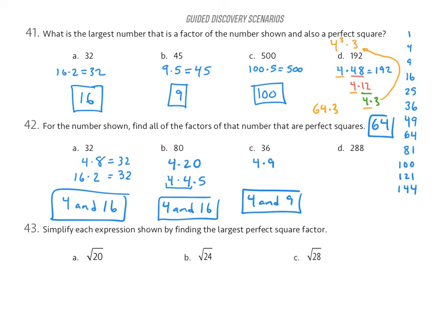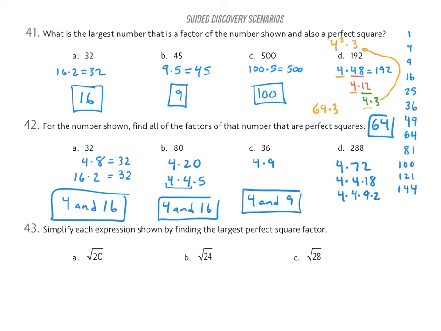Part D, 288. Let's first see if 4 divides into 288. It does. 4 times 72 is 288. Now let's look at the 72. Does 72 have any perfect square factors? How about 4? 72 divided by 4 is 18. So 4 times 18. And then I'll bring down the first 4. Well, how about 18? 18 is divisible by 9. 18 is 9 times 2. Let's bring down the 4 and the other 4.